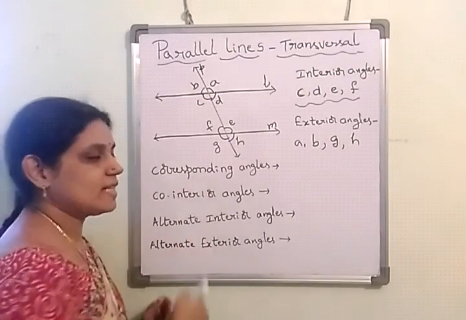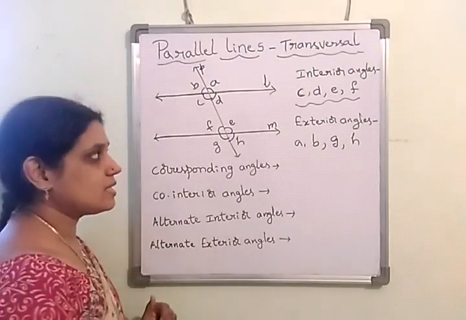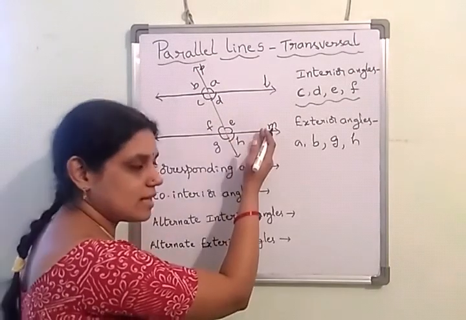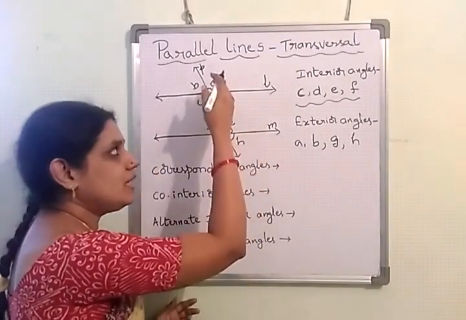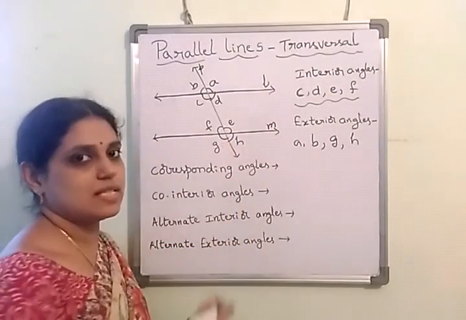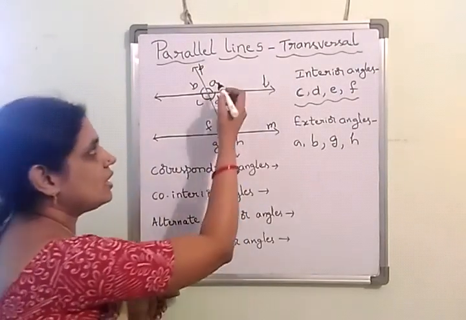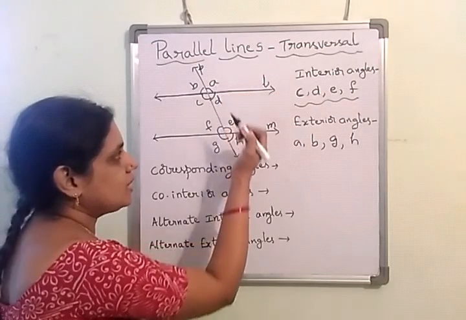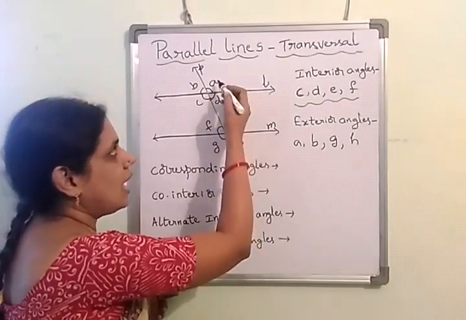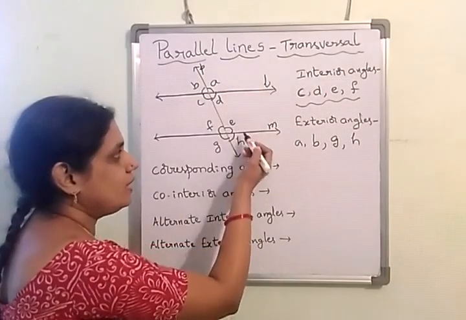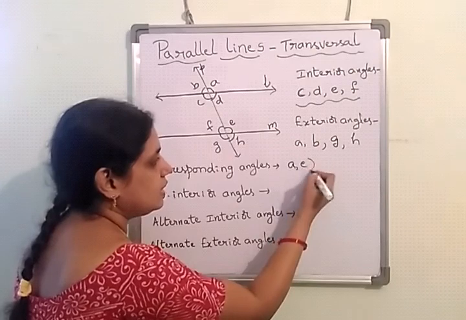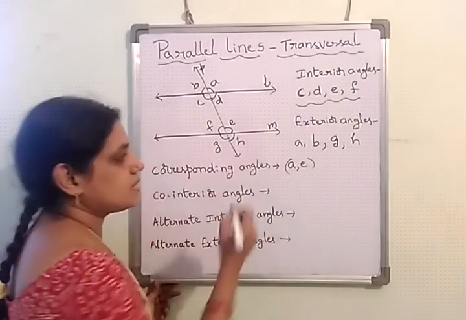So now coming to corresponding angles. Corresponding angles means the angles which are on the same side of the transversal, but one should be interior and one should be exterior. So here, A is exterior and it should be on the same side of the transversal, and one should be exterior, one should be interior, as I told. So A and E is one pair of corresponding angles.